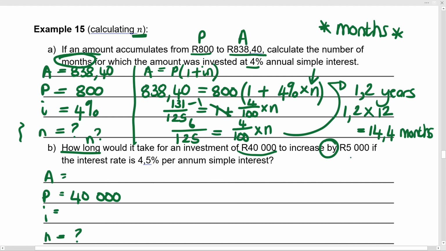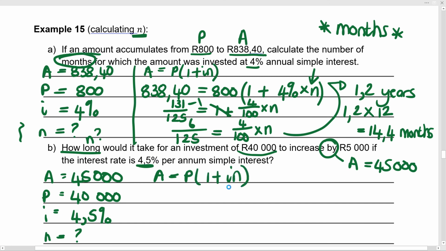So what does that mean? To increase by 45,000 Rand? Well, it means that my A value is 45,000. Be careful with finance. It can get a bit tricky with the words. Okay, so just managed to not fall into that little pothole. And now the interest is 4.5%. Okay, let's go. Write out the formula and sub in all the numbers. 45,000 equals 40,000 times by 1 plus 4.5% times my n that I don't know.